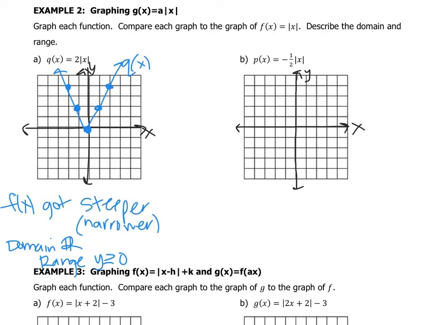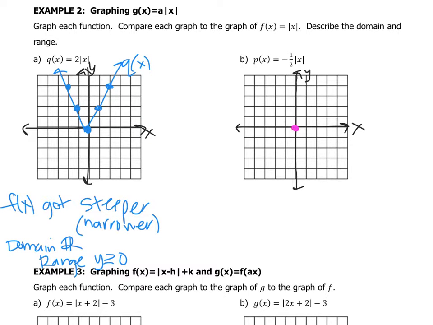This one actually had two things happen to it. The first thing that happened to it is that it got a slope of 1/2. The other thing is that it flipped down. So instead of an upward facing V, it's now going to be a downward facing V. But since there's no plus or minus numbers involved, the vertex didn't shift, so it is still at 0, 0.